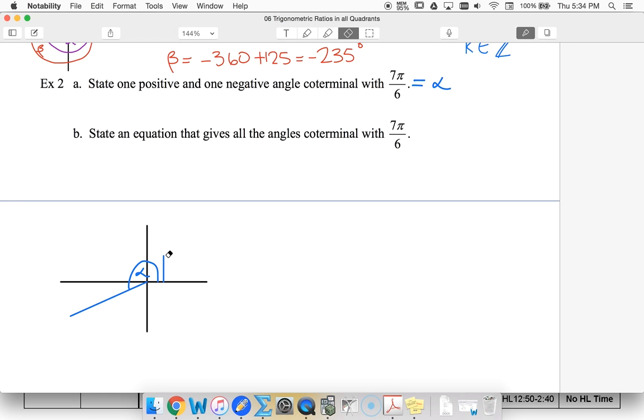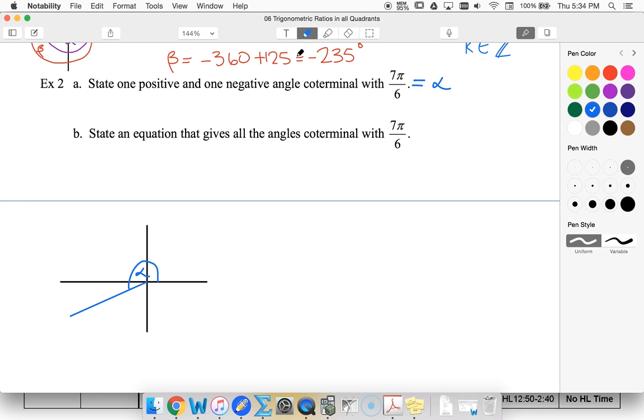All right, so now I want a positive coterminal angle. So I'm going to start the same place, and I'm going to do a full loop around. So that's a full 2 pi plus 7 pi over 6. So I'll call my purple angle beta. So I had my 7 pi over 6, and I'm going to add 2 pi. Of course, that's the same as adding 12 over 6. So 19 pi over 6.